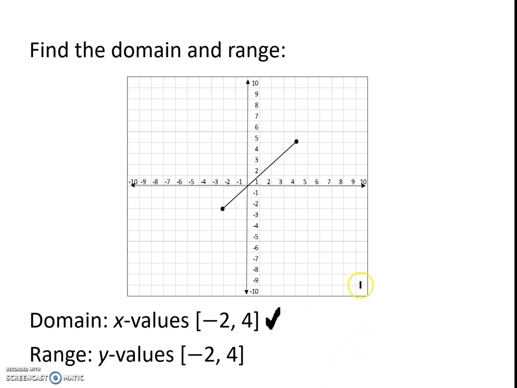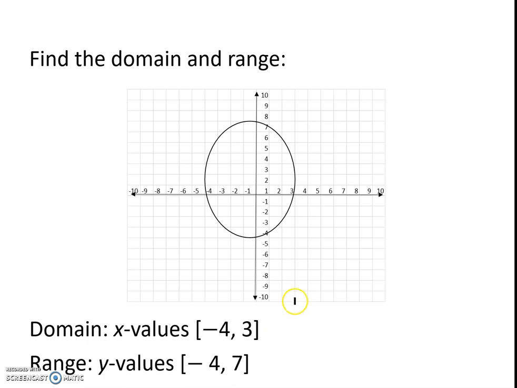Now looking at the y's, we see it goes there, -2, and it is a solid dot. So we have our bracket, and it goes all the way up to 4 on our y axis. And so the range then is from -2 to 4, including those endpoints.